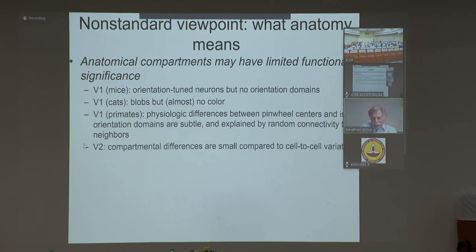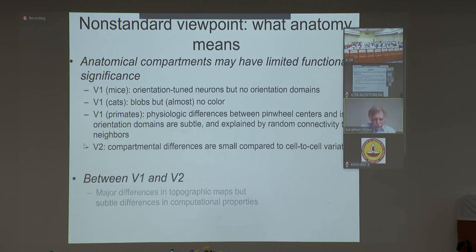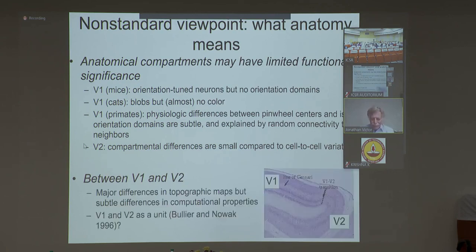And as we saw in V2, there are dramatic differences in the topography, but you have to work very hard to find differences in physiology between V1 and V2. So this led to a viewpoint that I think is worth emphasizing and may turn out to be truer than one expects. It was proposed quite a few years ago, but has gained very little currency. And again, I know I'm speaking to people who are thinking about what we can learn from biological vision and extract into machine vision architecture.